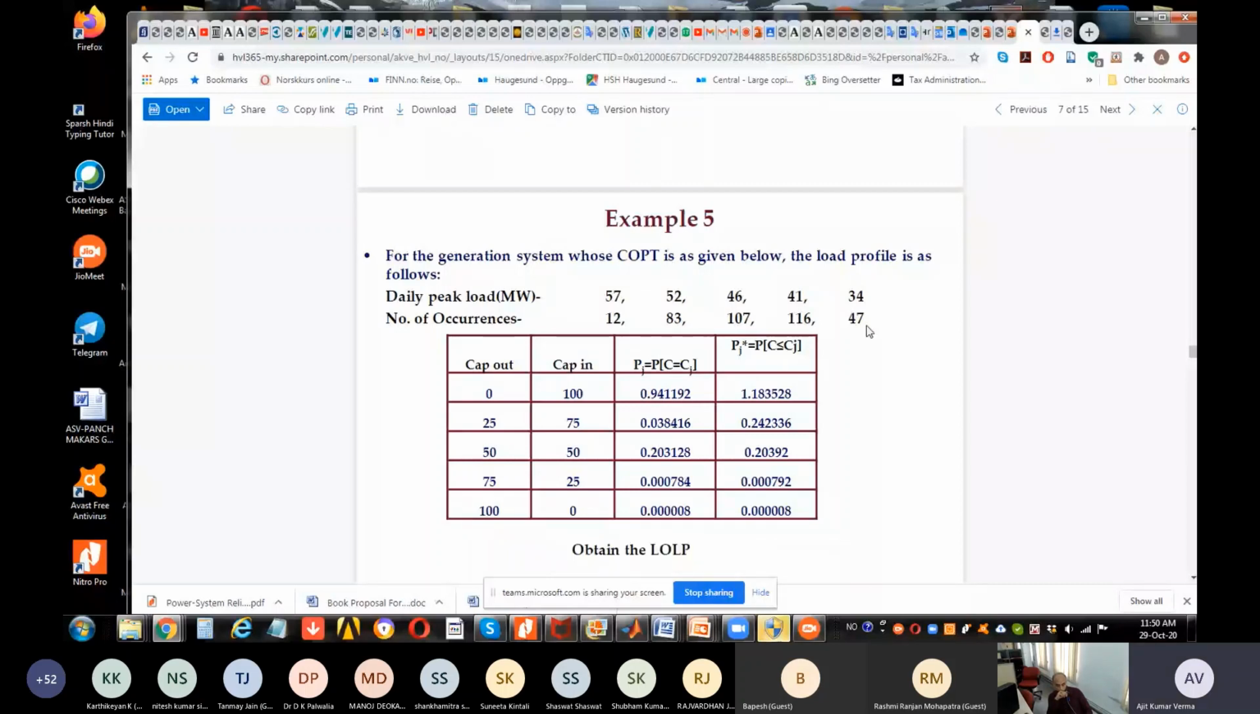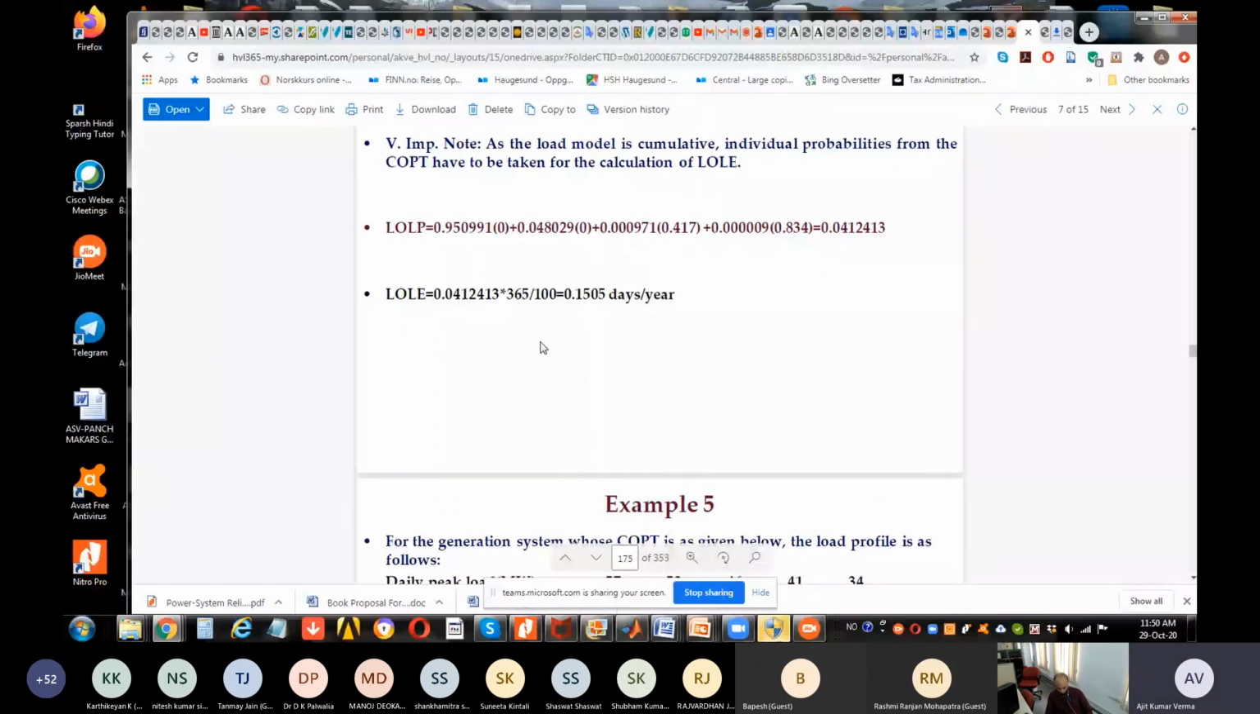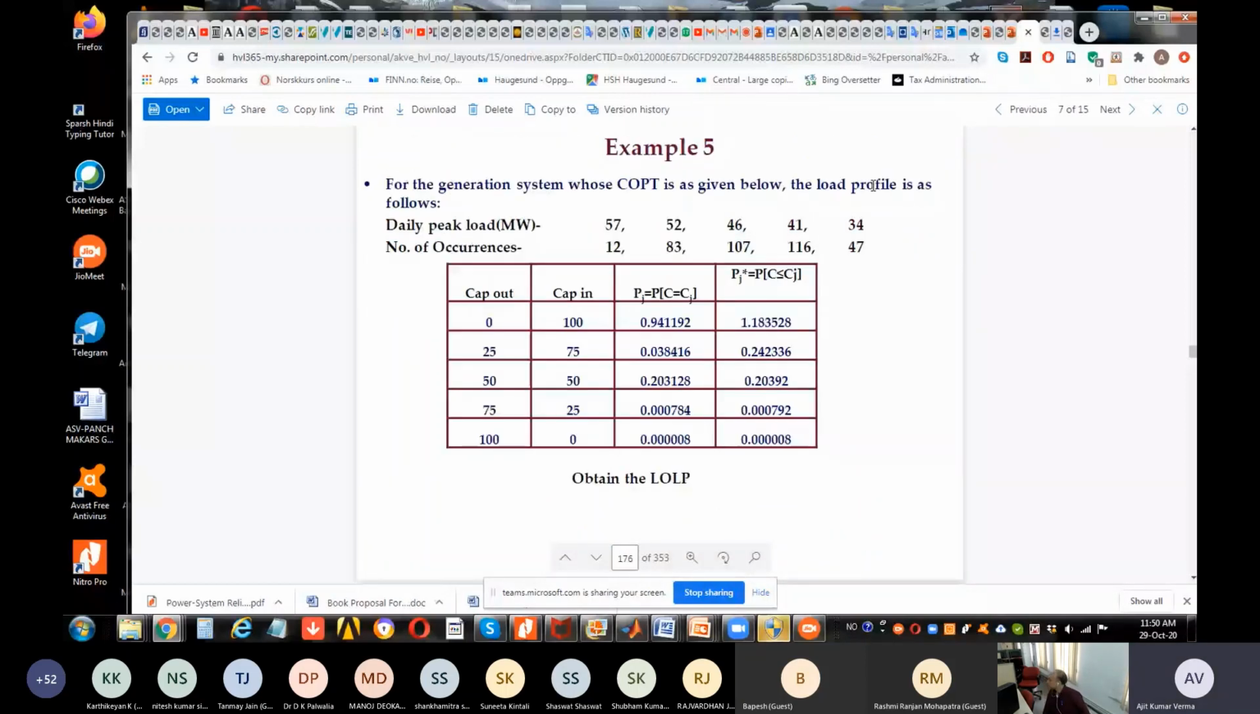And then this is the COPT generation. What is given is the load profile and the COPT. That means you have, say, four generators, each of them 25 megawatt. So you have varying possibilities from 0 megawatt when everything fails, when one of them is working 25, when two of them are working 50, when three of them are working 75, when all four are working is 100.